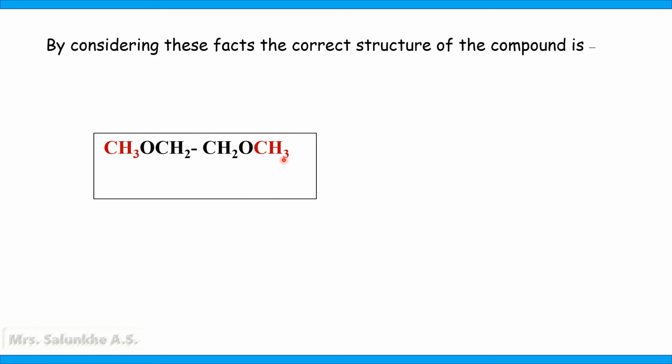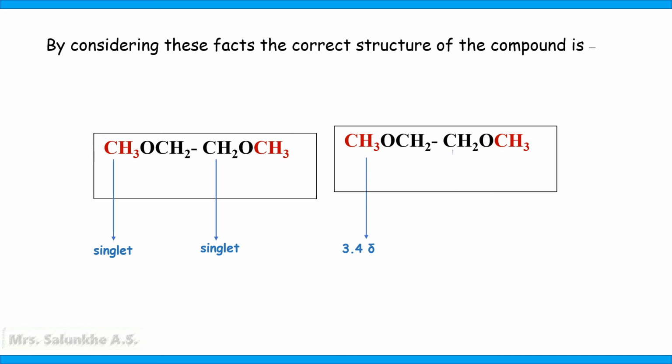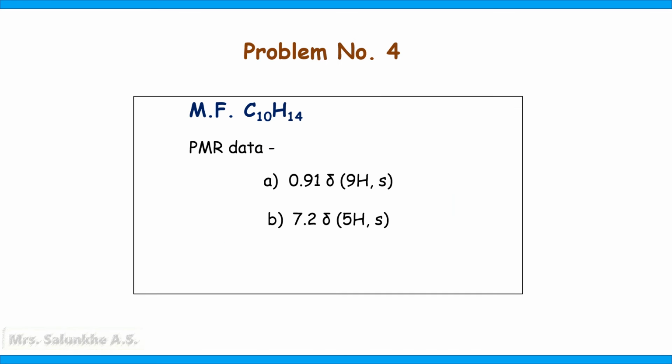In that case, there are two sets of protons. Methyl group protons are one set, and methylene group protons are another set. It gives two signals in the NMR spectrum. One is for methyl group protons and another is for methylene group protons. And these are the corresponding chemical shift values for those protons.